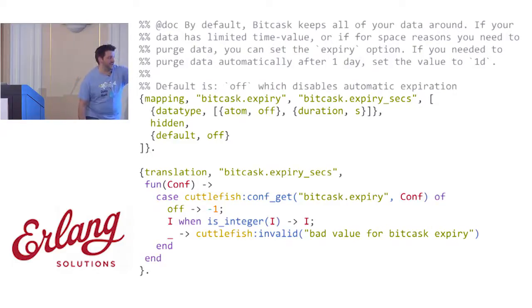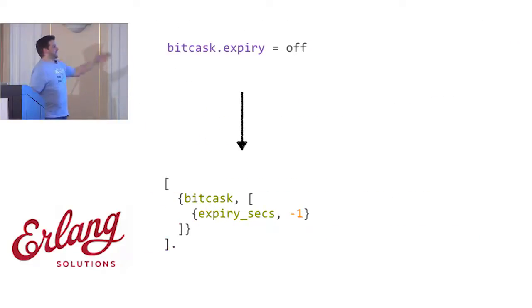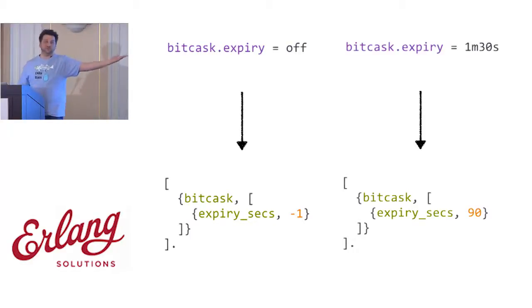And then this thing is going to bubble this bad value for bitcask expiry all the way up to the top, and your Riak's not going to start, and it's going to say bad value for bitcask expiry and explain to you why, because we want to explain to you why. You can include io formats in here to say what the bad value was. Wouldn't fit on a slide, so I didn't do it. So here's how the translation works, right? If it's set to off, then just -1 winds up in the app config. And if it's set to an actual duration, then you're going to get the actual integer.